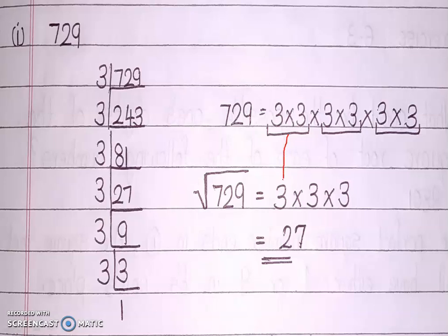From this group, I took this 3. From this group, I took 1 3 out. And from this group, I took 1 3 out. Now, the square root of 729 is equal to 3 into 3 into 3, that is 27. 3 into 3, 9, 9 into 3, 27. This is the method of finding square root using prime factorization.